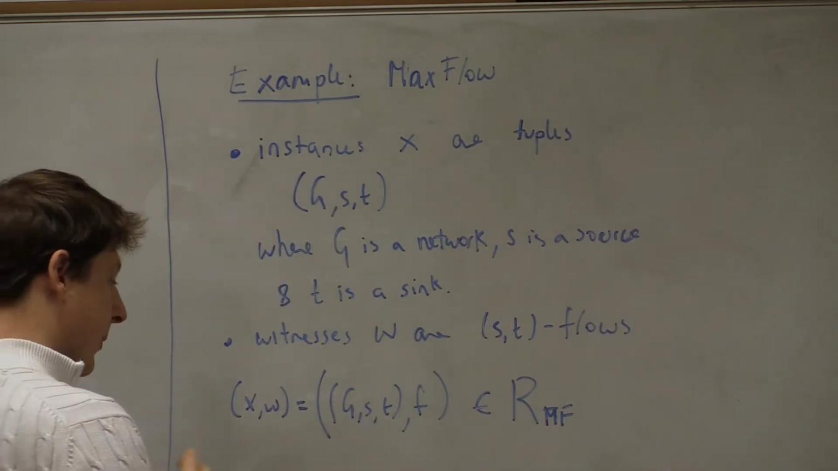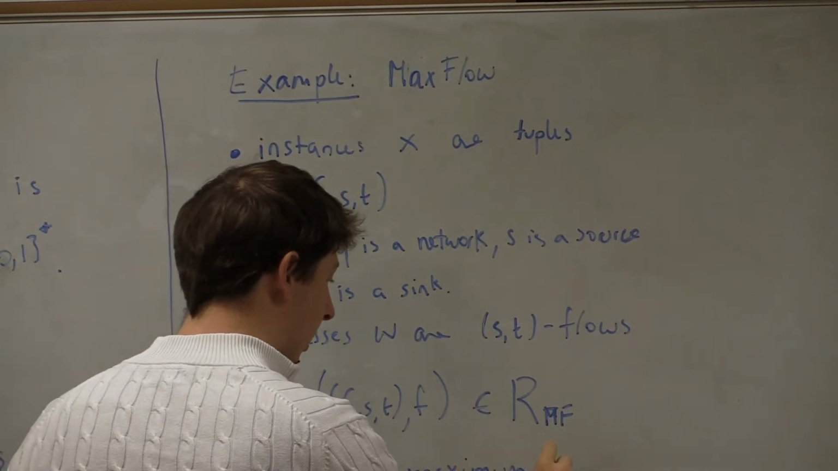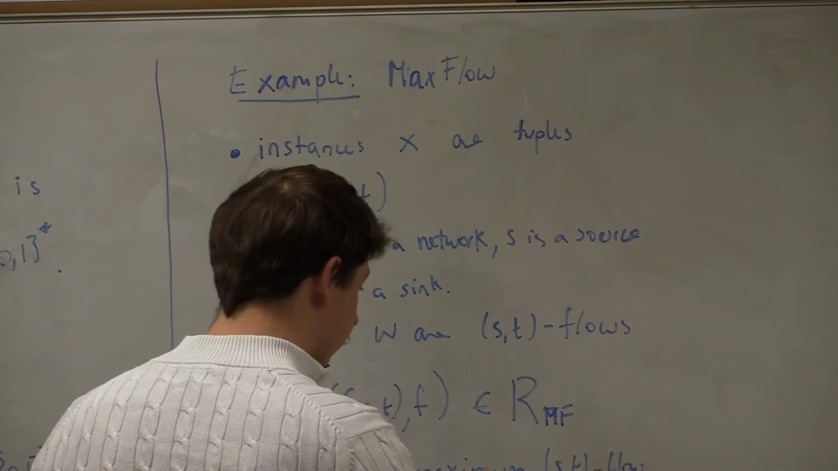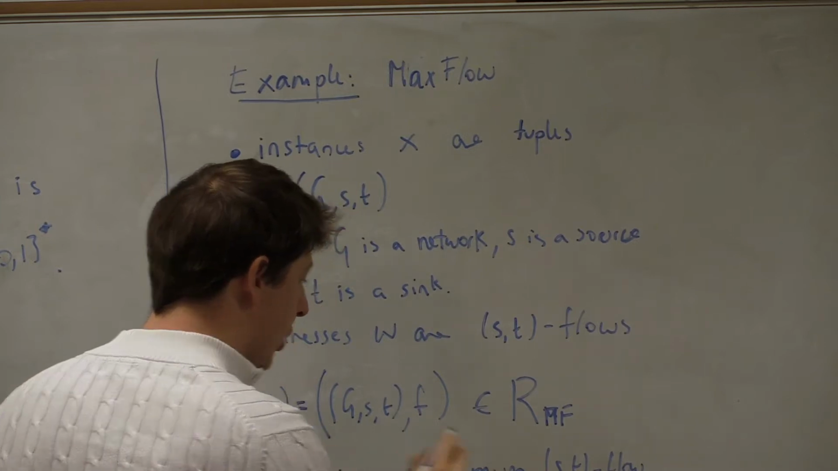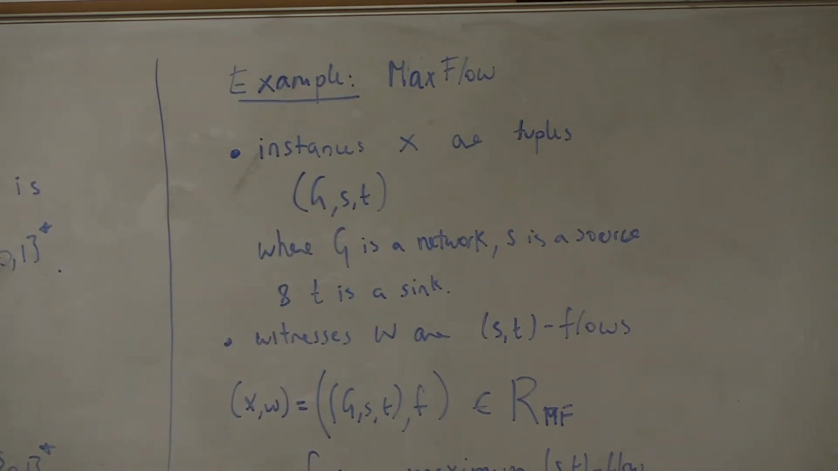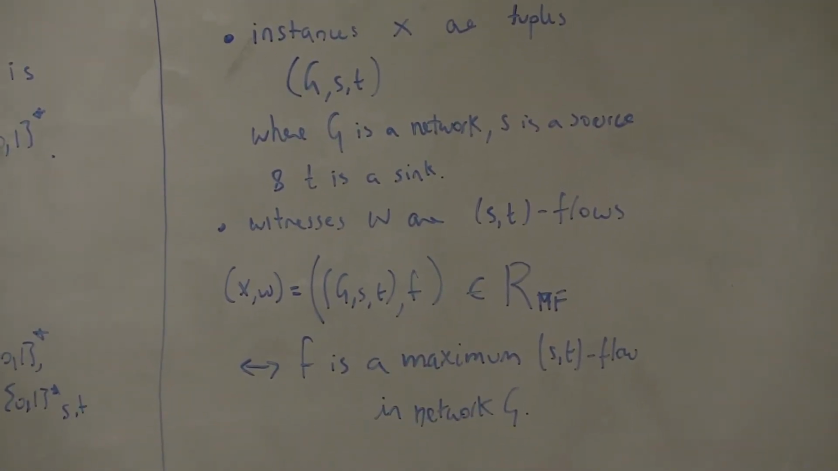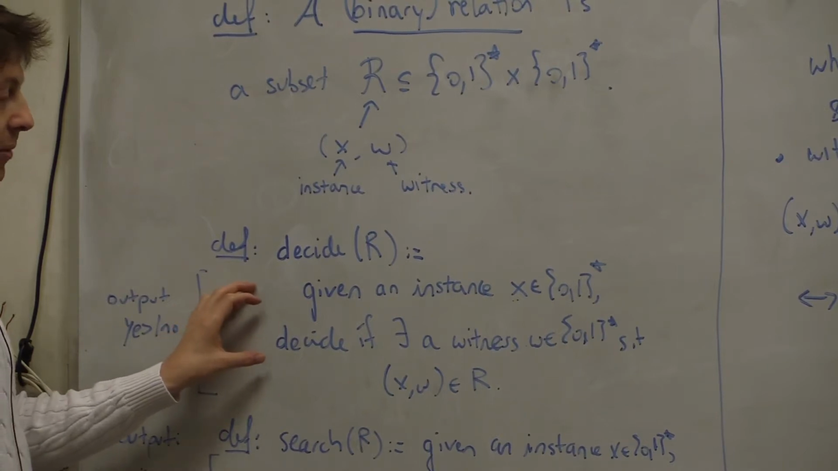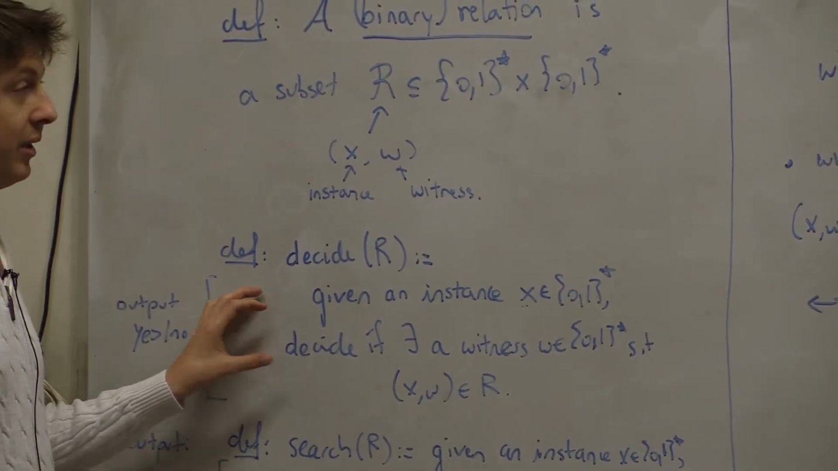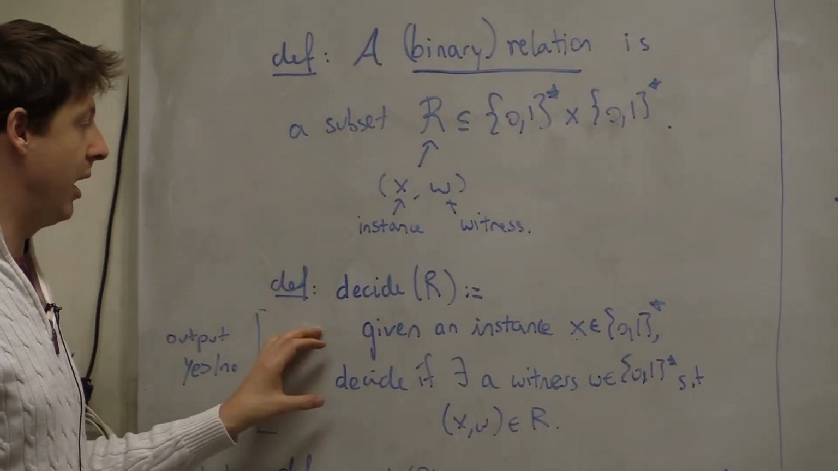if and only if F is a maximum ST flow in the network G. So this is how you can model the max flow problem using relations. Now the decision problem for this relation, R sub max flow, is kind of degenerate, because it's asking, is there a maximum flow on the network? Well, there always is one. So the answer is always yes. So it's a bit of a degenerate problem.